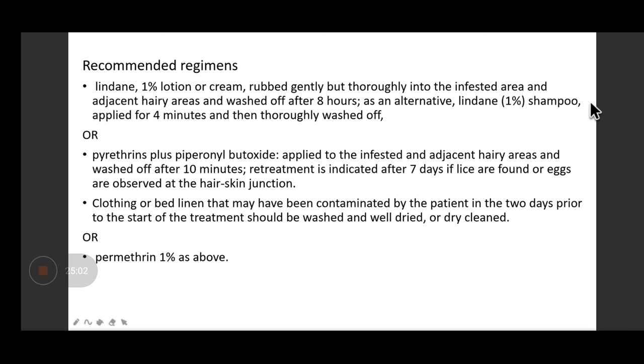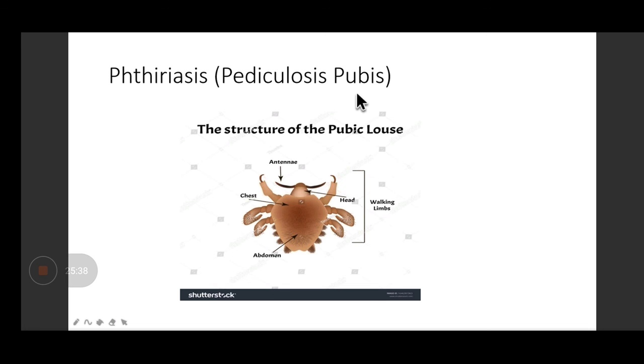Or we can use permethrin plus piperonyl butoxide, applied to the infested and adjacent hairy areas and washed after 10 minutes, and retreatment is indicated after 7 days if lice are found or eggs are observed at the skin-hair junction. We are talking of the genital infection, because this particular lice, as the name suggests, pubis, causes pubic genital infection. Head louse is different, and it appears different also.